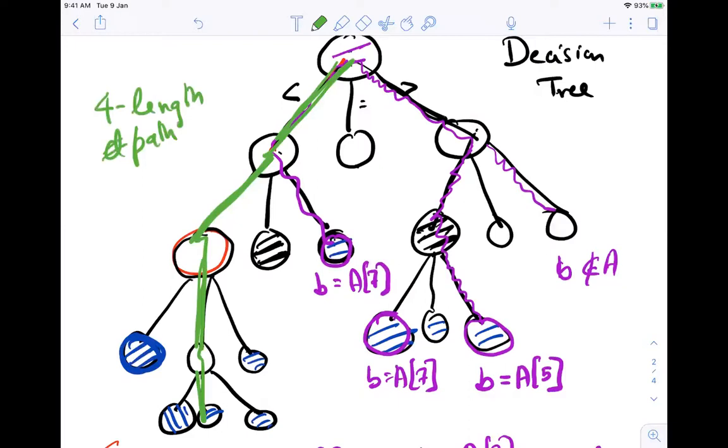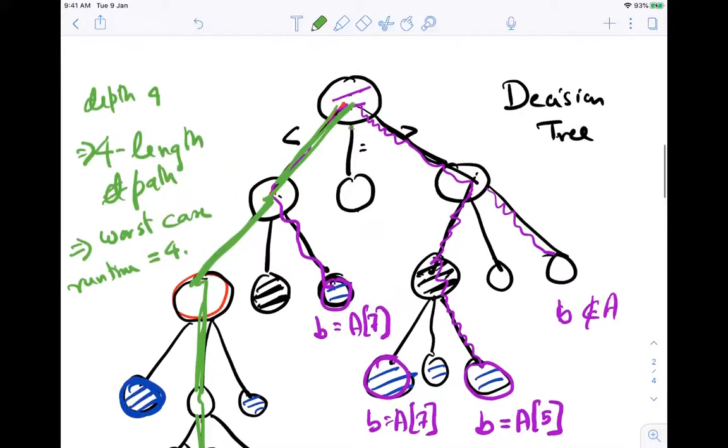So this is mean depth 4 means 4 length path, which means that the worst case runtime is 4. Right? The depth kind of computes the worst case runtime. It doesn't mean that there will be no path that will, I mean, there will be very well some path that lands up in one depth. But that's not the case. I'm talking about worst case runtime.